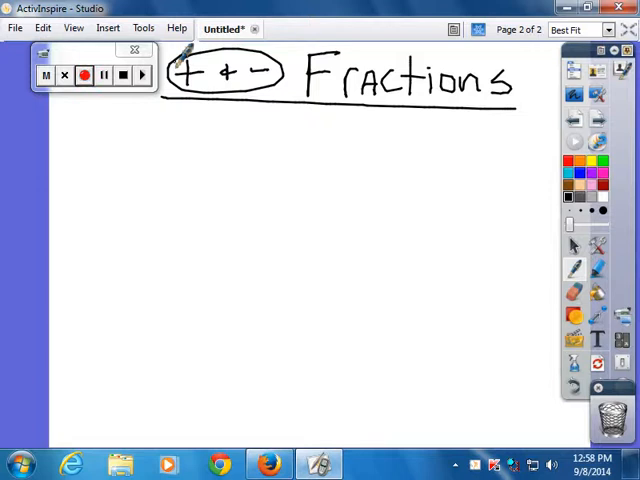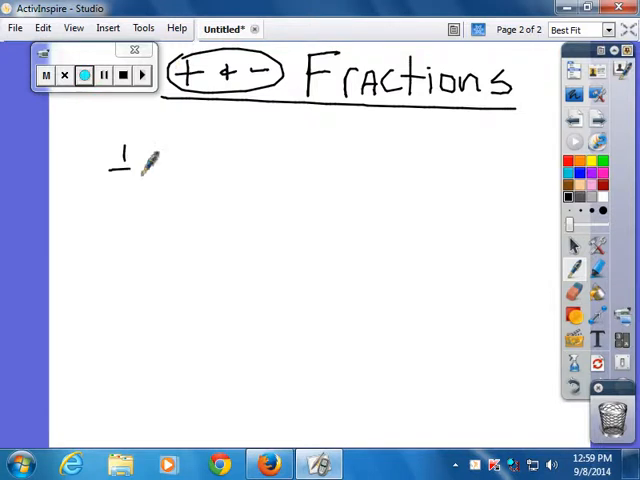How did I know that? Because when I started Tri-County Tech, I could not add or subtract fractions. Could not do it. And I graduated high school. So don't feel bad if you're in the same boat that I was. Okay? All right.